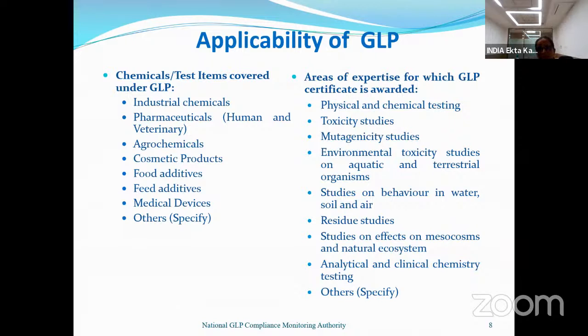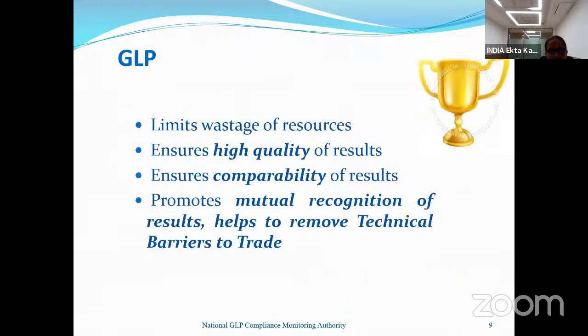The areas of expertise for which a GLP certificate is awarded are 9 areas covering physical chemical testing, tox studies, mutagenicity studies, environmental toxicity studies on aquatic and terrestrial organisms, studies on behavior in water, soil, and air, residual effects on mesocosms and natural ecosystem, analytical and clinical chemistry testing, and other studies to include safety pharmacology, DMPK, etc.